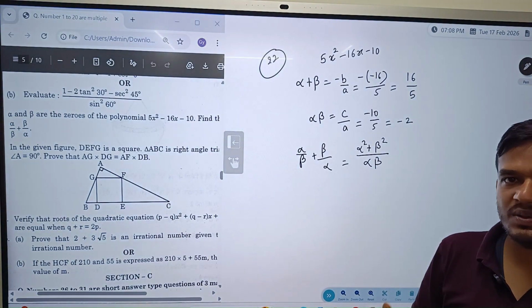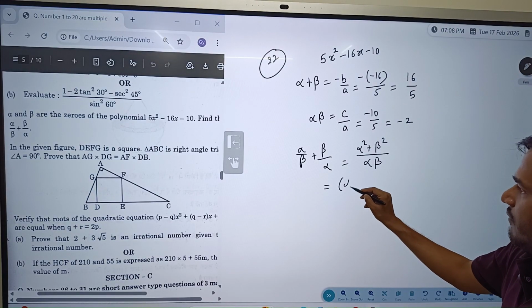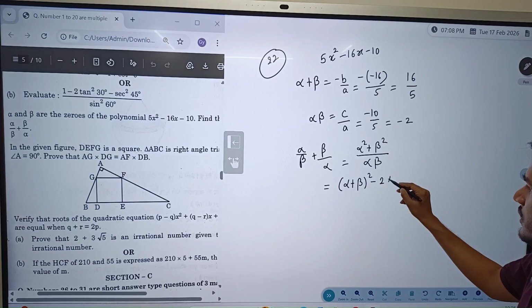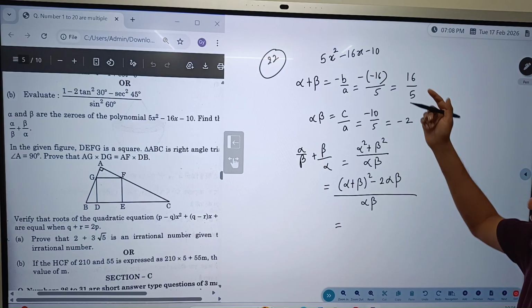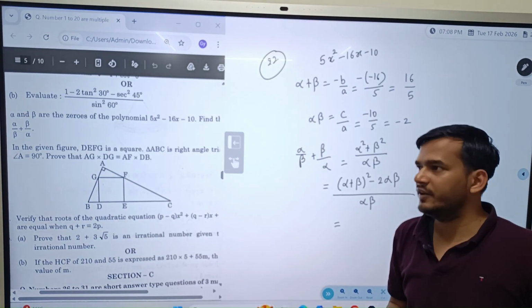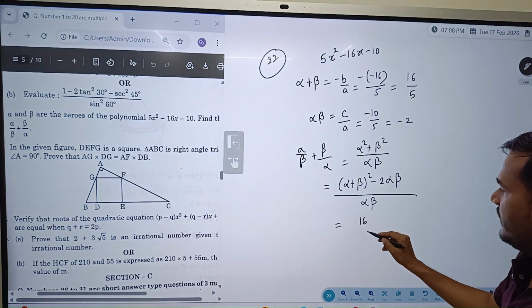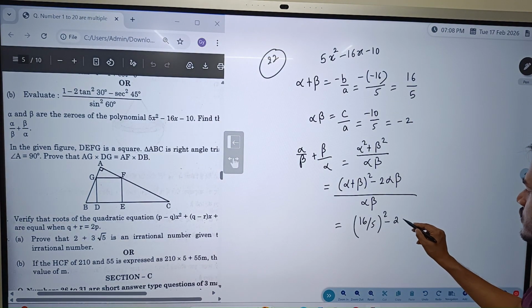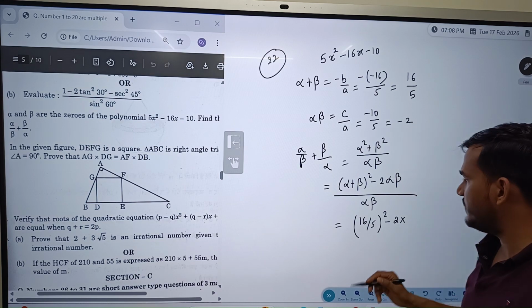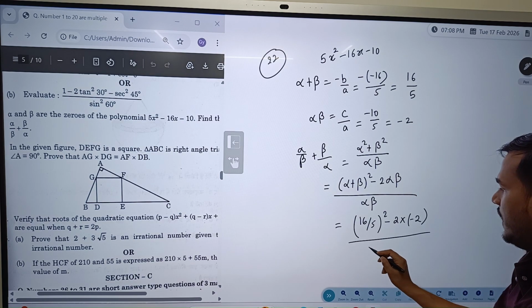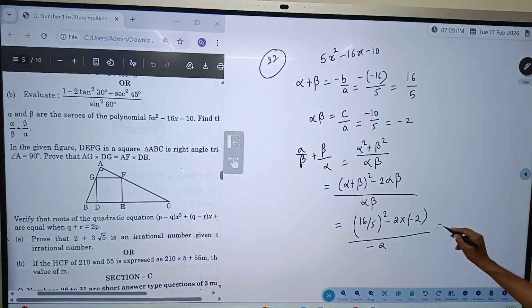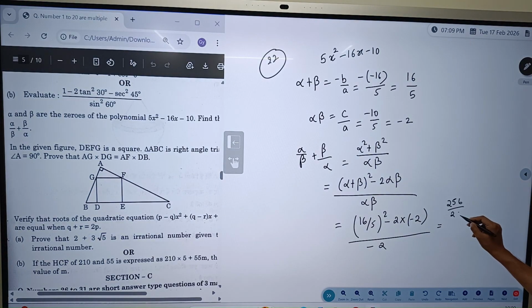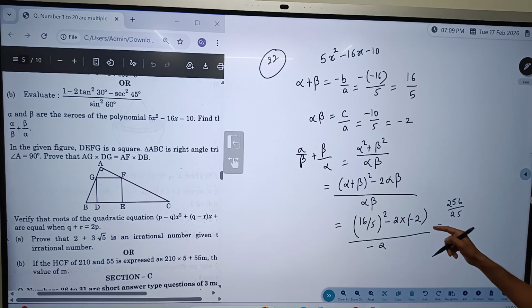So alpha square plus beta square is equal to alpha plus beta whole square minus 2 alpha beta, upon alpha beta. Now substitute the value of alpha plus beta and alpha into beta. So alpha plus beta is 16 by 5 whole square minus 2 into alpha beta, which is minus 2, so just substitute it there, upon minus 2. Now expand it, 16 by 5 whole square, 16 square upon 5 square, so 256 upon 25, and this is 2 into 2, 4, minus minus will become plus, upon minus 2.